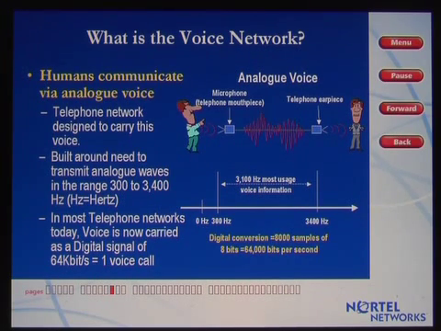PCM works by sampling the analog signal 8,000 times a second, taking the sample and then converting it into an 8-bit digital code, then finally transmitting the 8-bit code 8,000 times per second. It is from this process that we get the standard digital voice channel transmission rate of 64 kilobits per second.